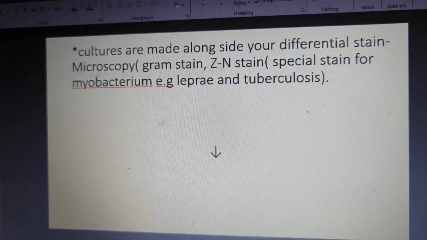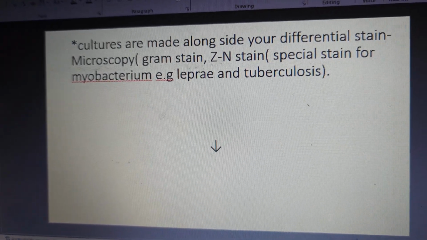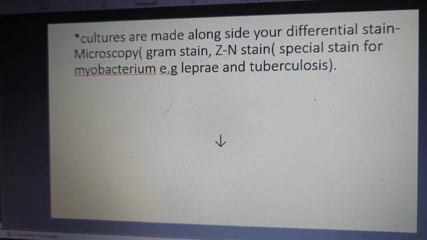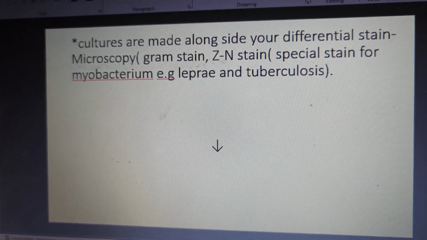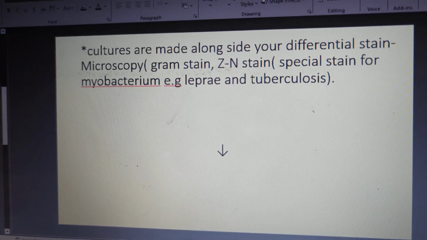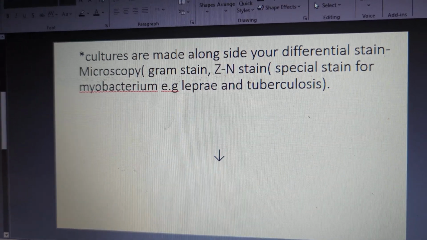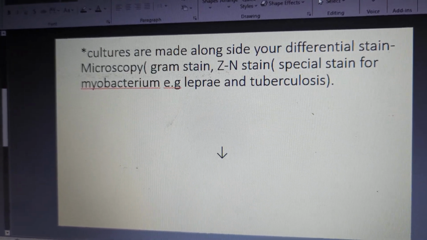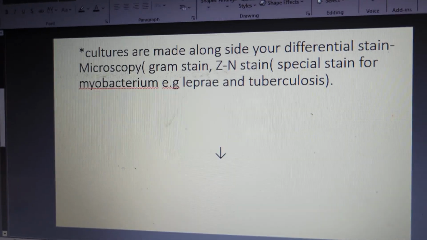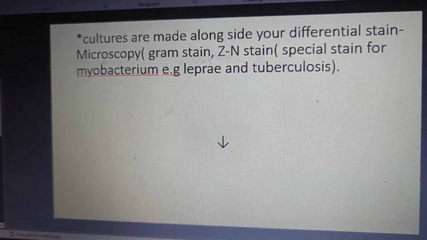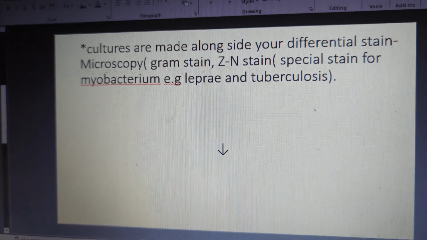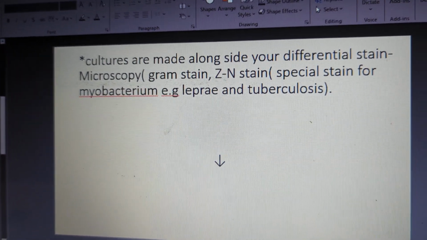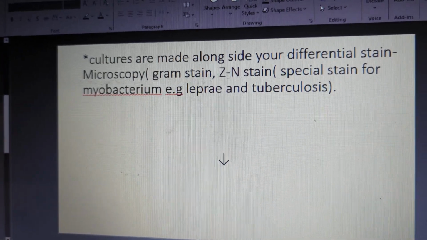On my next slide here, I'm just indicating that you should not forget that cultures are made alongside your smears, your microscopy smears. So there is that important note, because it is a tool, of course, the non-culture method, but they go hand in hand when you're diagnosing your possible bacterial infection.